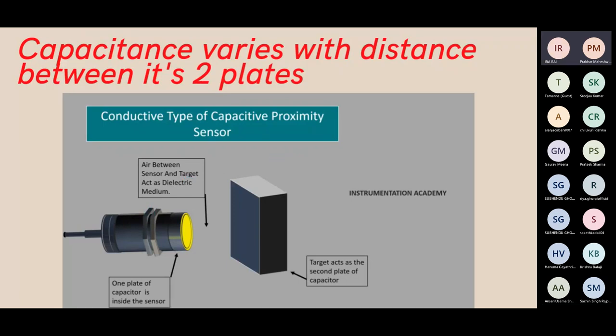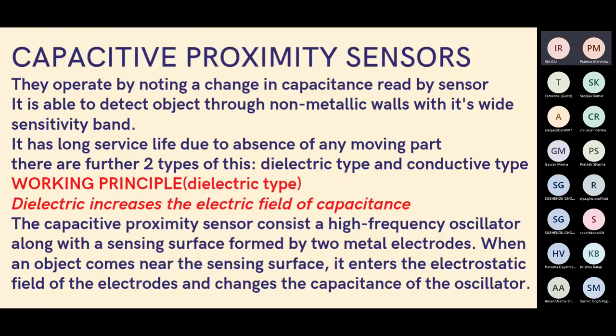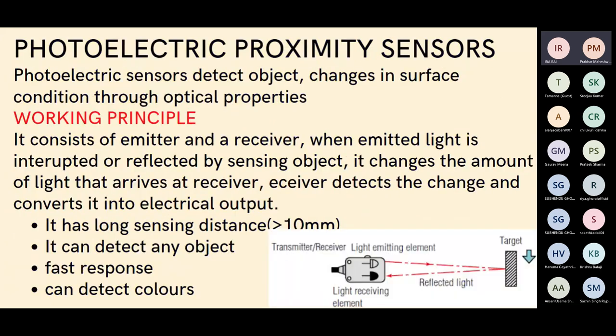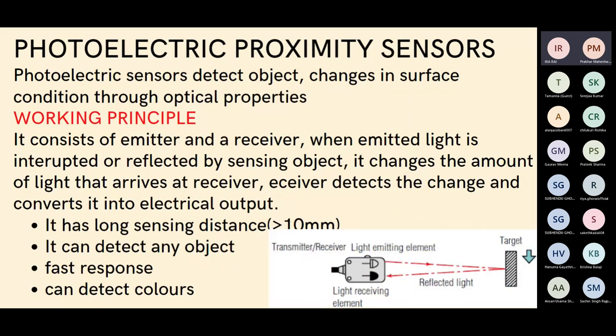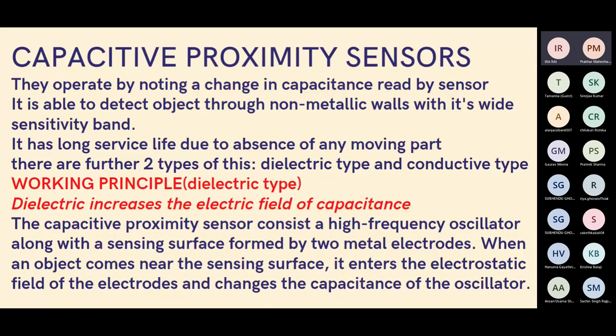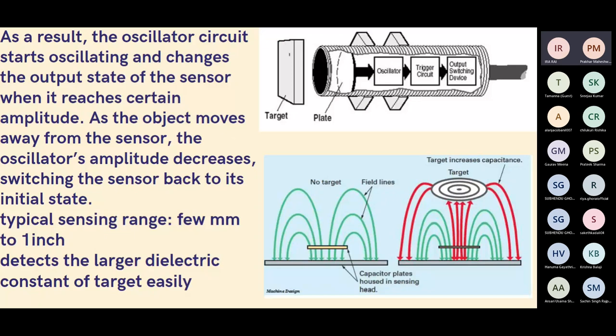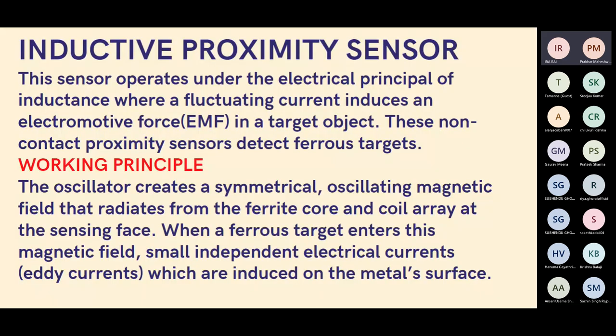I hope it's clear till now. We discussed three types of sensors: capacitive, photoelectric, and acoustic. These two had basically the same principles. This one had a little different principle. I hope it's clear. So let's move on to inductive proximity sensors.